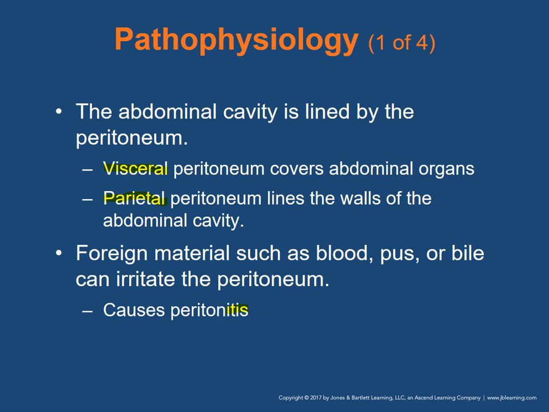So either the visceral peritoneum is infected, which lines the actual organ, or the abdominal cavity lining, which is the parietal peritoneum, could be infected. So anytime you see itis, it means there's inflammation because there is some sort of infection. In this case, it happens to be the inflammation and infection of the peritoneum.